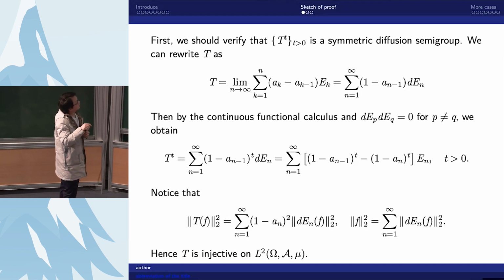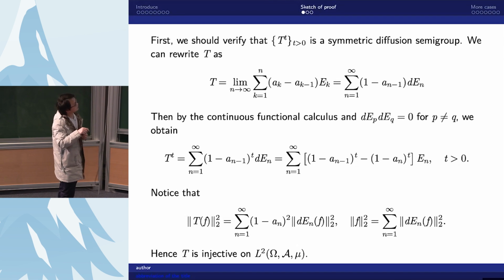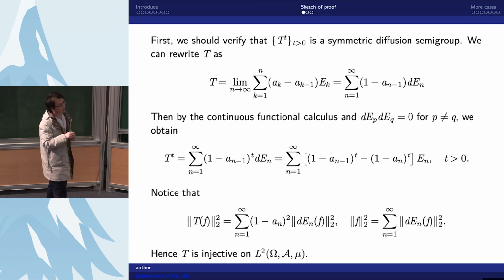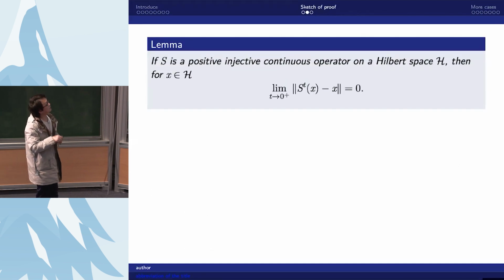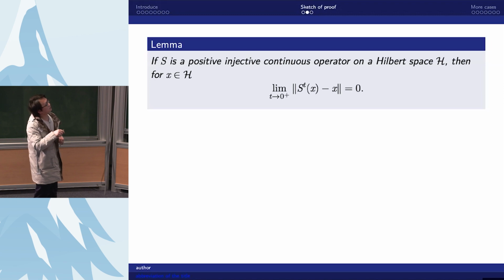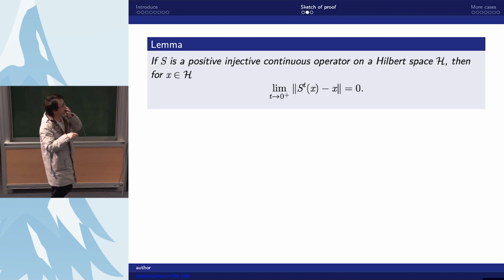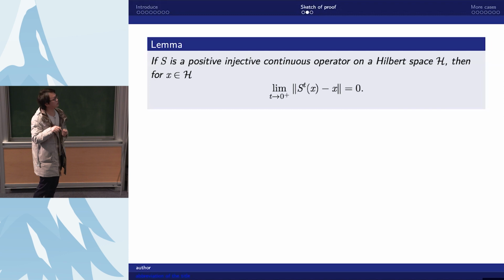Notice that the L2 norm of Tf is the sum of coefficients times the L2 norm of the martingale difference, and the L2 norm of F is the sum of the L2 norms of the martingale differences. So T is injective on L2. And by a lemma, if S is a positive injective continuous operator on a Hilbert space, then for any x in H, we have this result: when t goes to 0, the norm of T to the power t x minus x goes to 0.